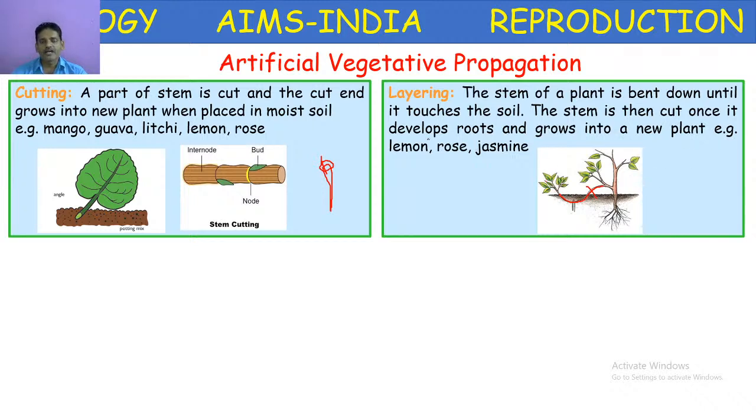This process can be done in lemon, rose, jasmine, flower yielding plants and fruit yielding plants, horticultural plants, even citrus plants. For this method also, favorable conditions are required. Good soil and moisture, everything is maintained.